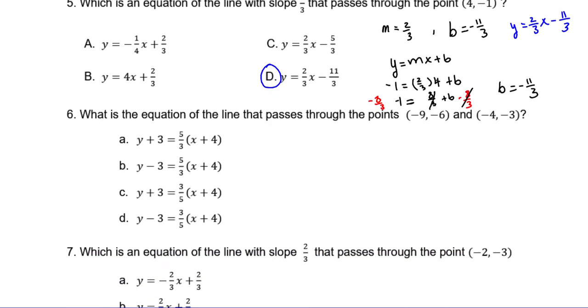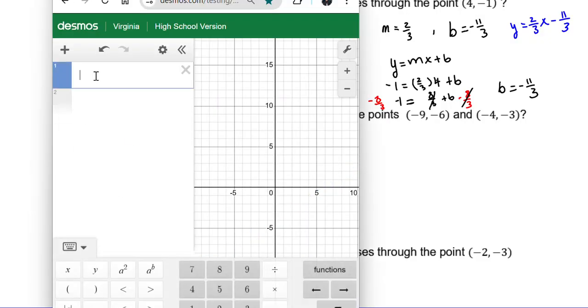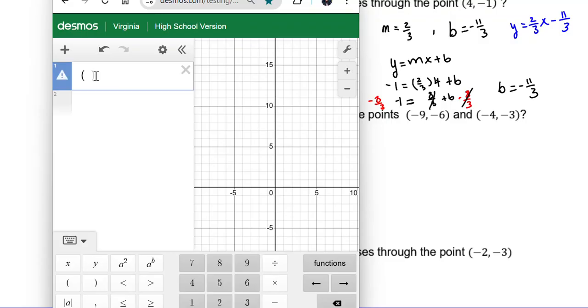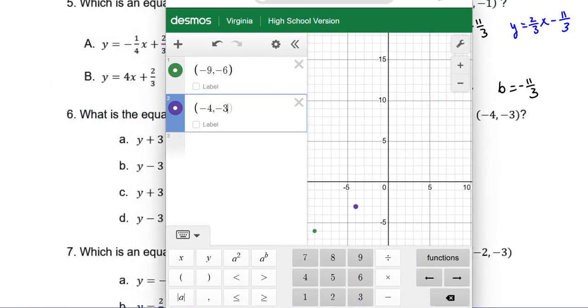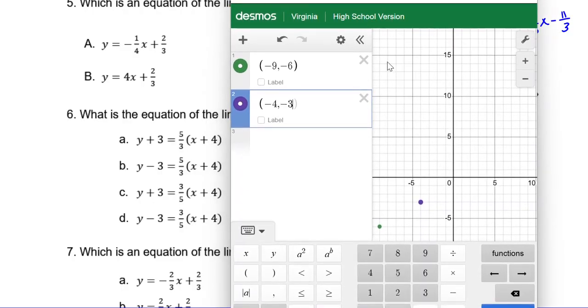What is the equation of the line that passes through the points negative 9, negative 6, and negative 4, negative 3? Okay. I will go ahead and put this in Desmos and then look at my answer choices. So I'm going to do negative 9 comma negative 6 over negative 4 comma negative 3. All right, I need a line that goes through those. So now just go ahead and put in my answer choice and see which one works. That is one way we can do it.